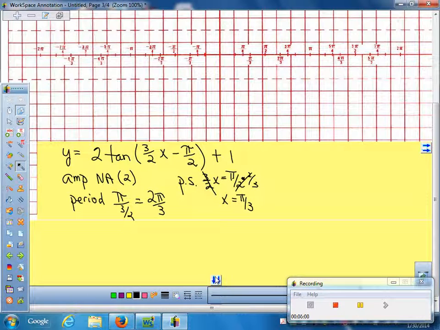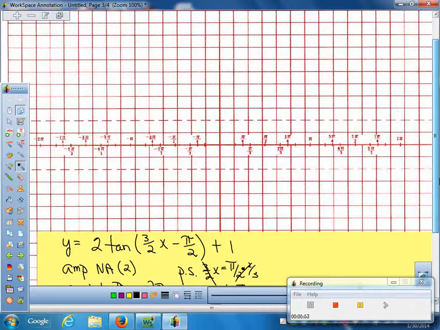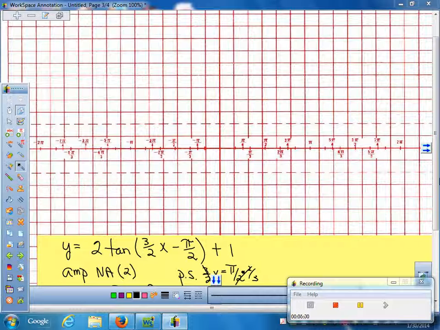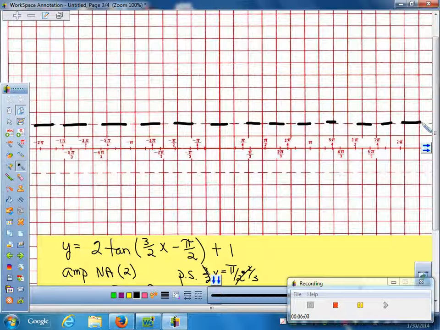Do we have a vertical shift? The vertical shift is 1. Which I would recommend you go put on right now. Hang on. Okay. I'm also going to mark off the fact that I had that 2 in front. It's not an amplitude, but I got to go up 2 and down 2 off that axis. Okay. So I know that much.